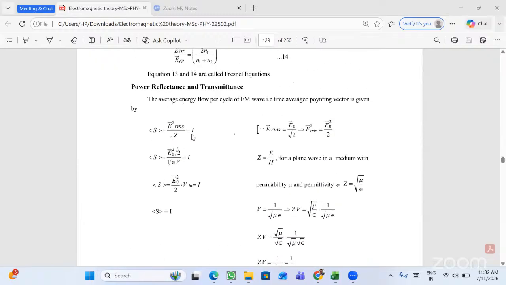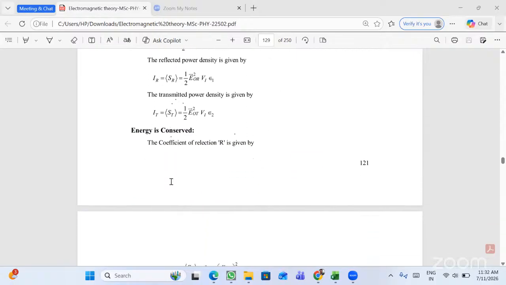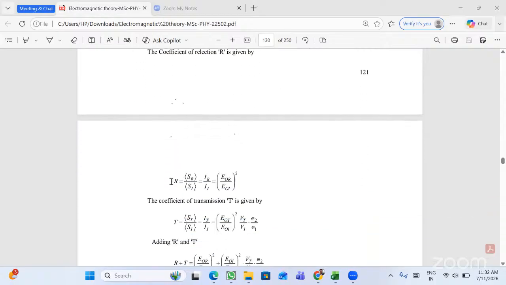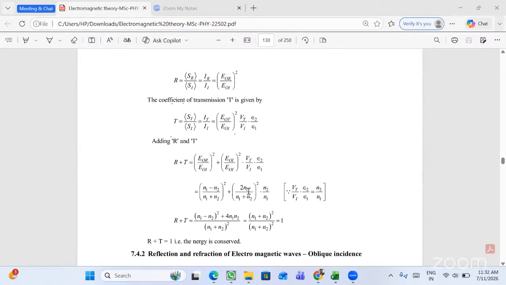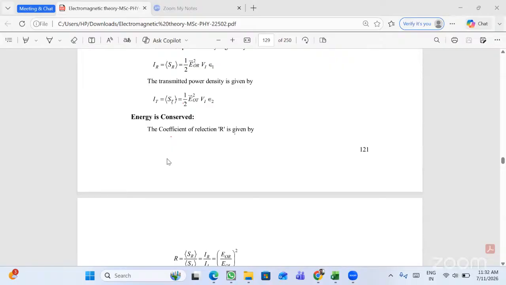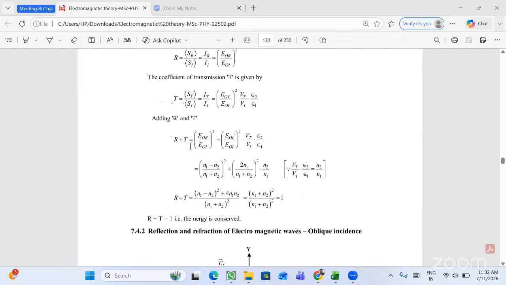This is the average energy flow per cycle of the electromagnetic wave. Similarly, to show that energy is conserved, R plus T is equal to 1. That is, the amount of reflected plus transmitted should be equal to 1. We have already done the equations, so if we substitute those, we get this equal to 1. This is the reflection and refraction of electromagnetic waves in normal incidence.